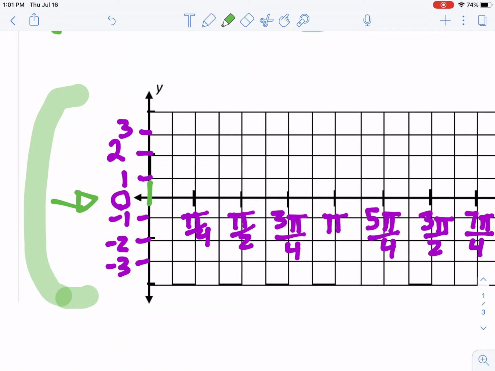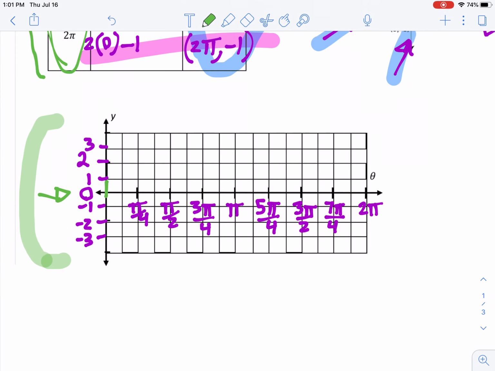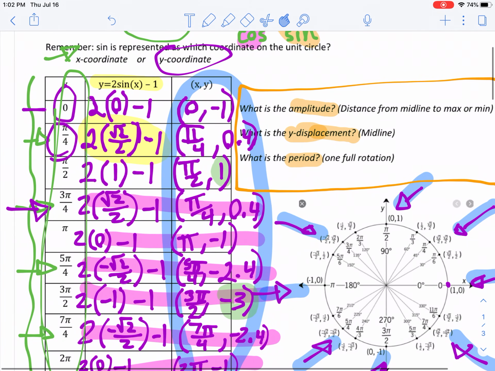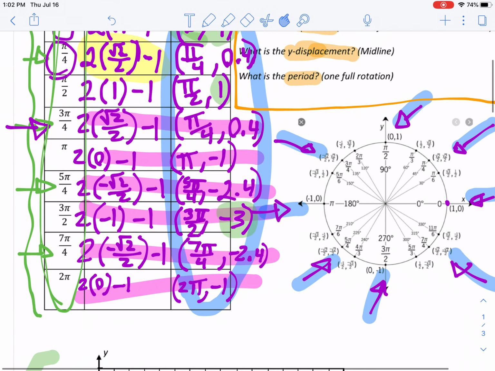Okay, so now I'm going to graph my points. I'll do these in green, and I'm going to jump from my graph up to my table. Let's see what my first point is. My very first point, I'll highlight this in green, is the coordinate 0, -1. So I'm going to graph that point of 0, -1. Okay, there's my first point. Cool. Next, let's look at my second point.